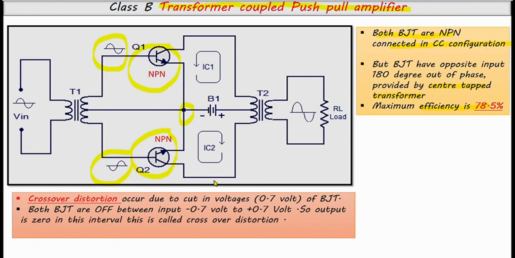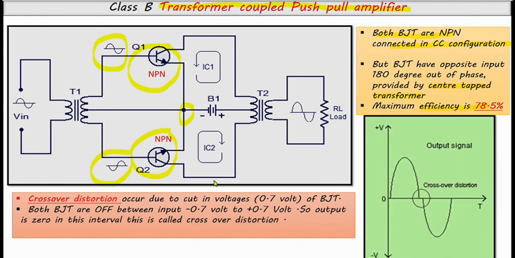But there is a problem too. That problem is called crossover distortion. We know that in a practical NPN BJT there is a cut-in voltage. Cut-in voltage means only after 0.7 volt will the BJT conduct. Similarly, the lower BJT will conduct only for minus 0.7 volt. So there is a region between input minus 0.7 volt to 0.7 volt.